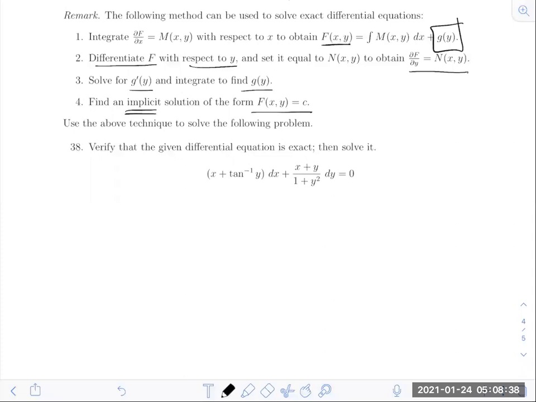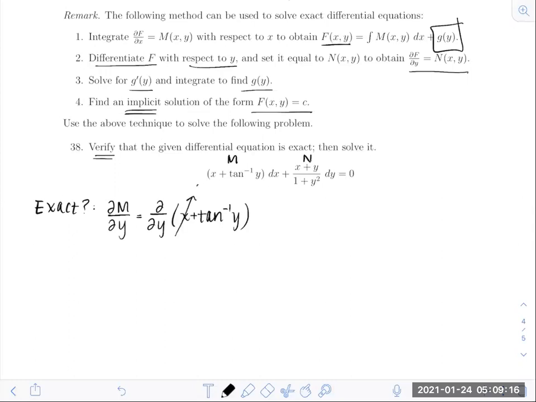What we want to do first is verify that this differential equation is exact, right? So that's part one, verify that it's exact. So let's check that first of all. I'm going to start by taking the partial of M with respect to y. So remember, M is this first component function, N is the second component function. So that is, I want to take the partial with respect to y of x plus tangent inverse of y.